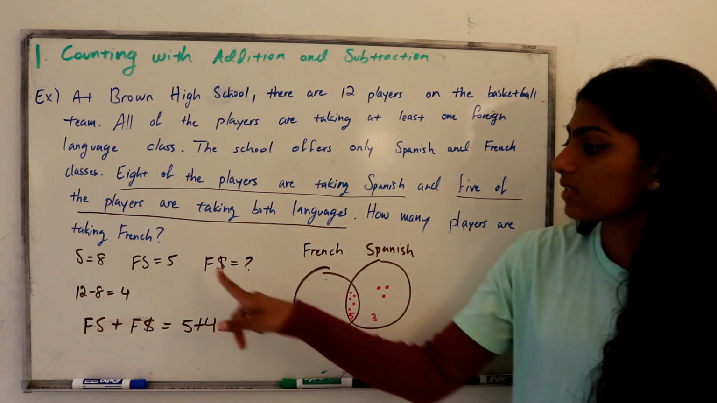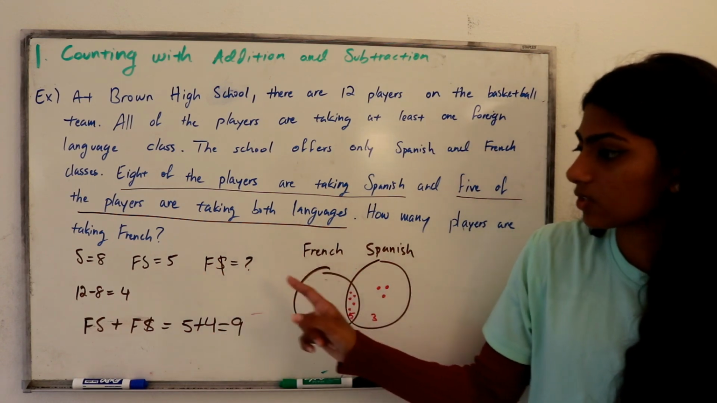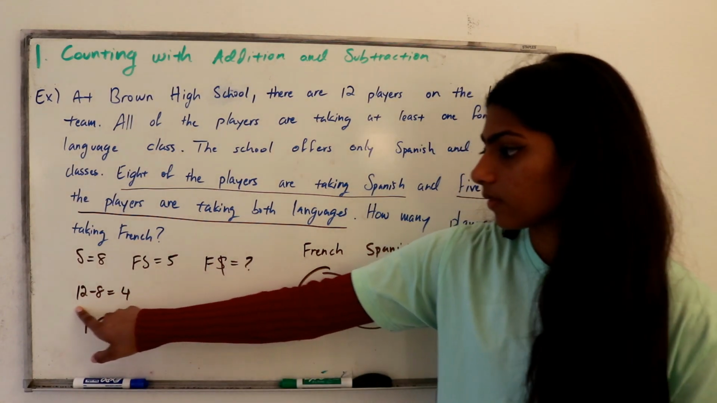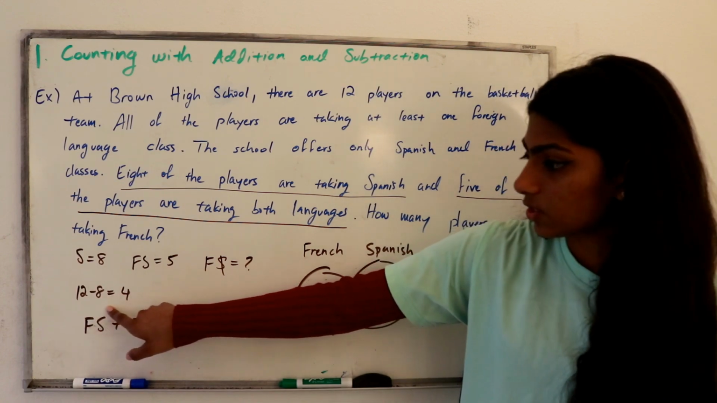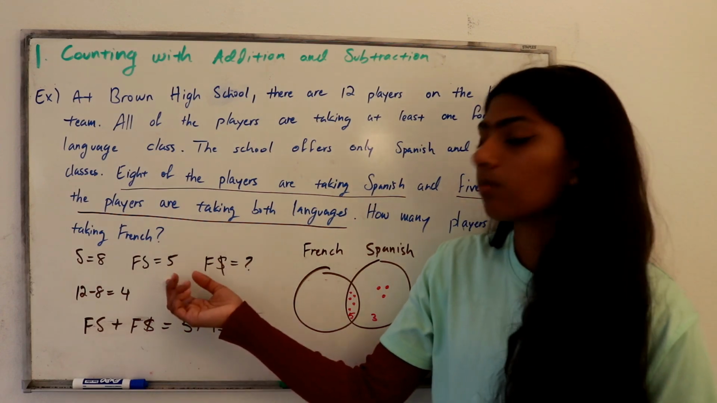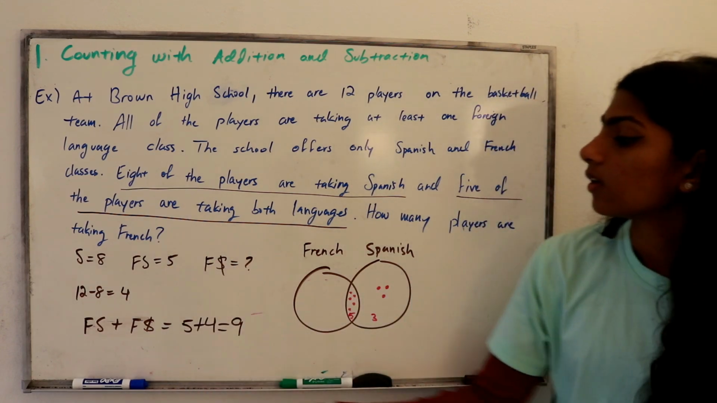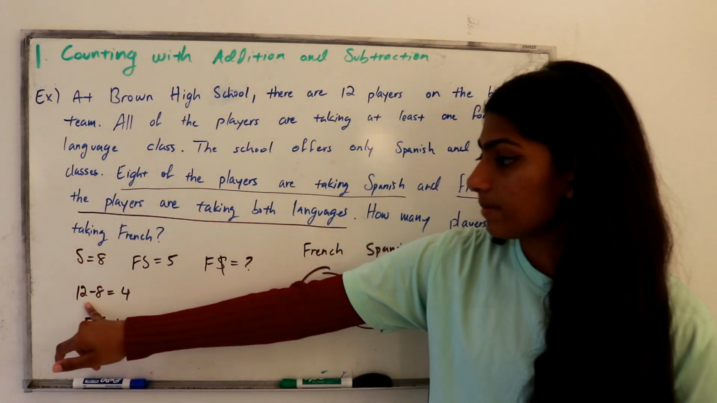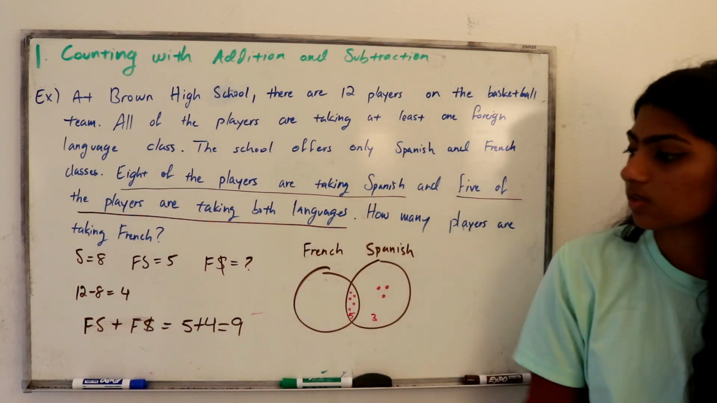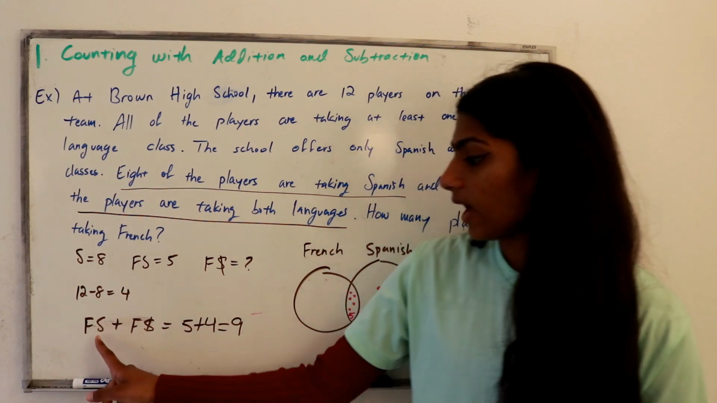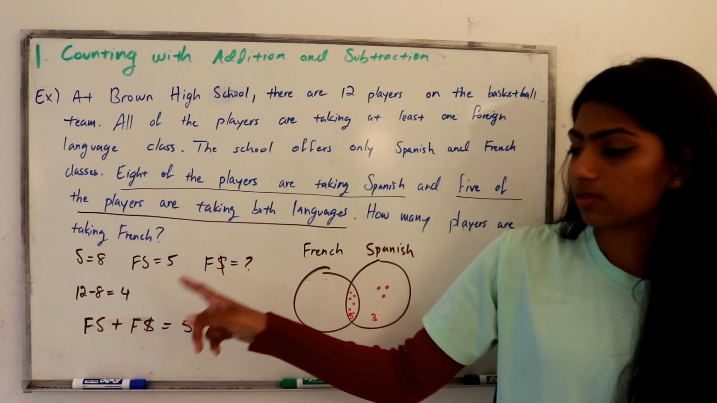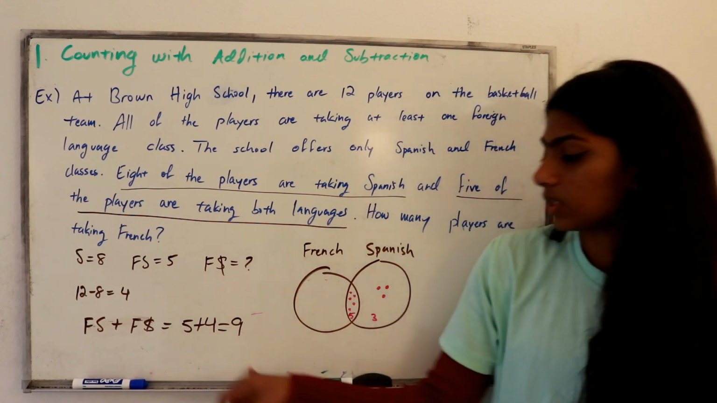So first, what you need to find is people who are taking French but not Spanish. To do that, you need to take the total number of players and subtract the people who are taking Spanish, because those who are not taking Spanish are taking French. And it already gave us the number of people who are taking French and Spanish. So if we do 12 players minus 8 people who are doing Spanish, we get 4, which is 4 people who are just taking French and not Spanish. Then, if we add that to the people who are taking French and Spanish, we get the total people taking French. So we get 5 plus 4, which equals 9.